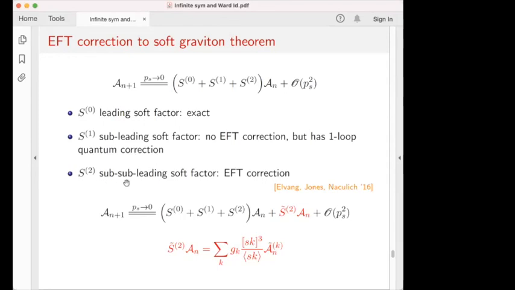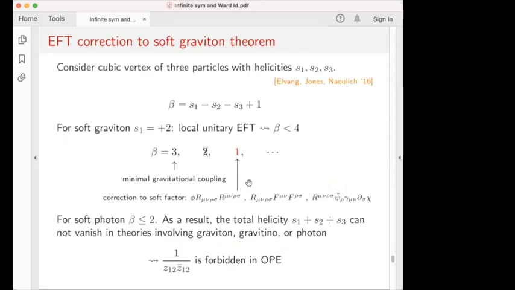But at the sub-subleading order, you will find that there are even EFT corrections. So you can write down some EFT operators and compute the amplitudes with these EFT operators, and find that at this order you get this EFT correction. Here I think I have the explicit formula. Let me see. Yeah.